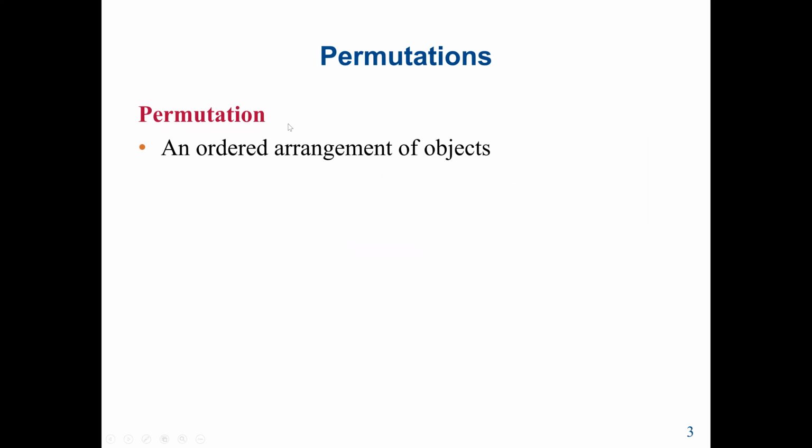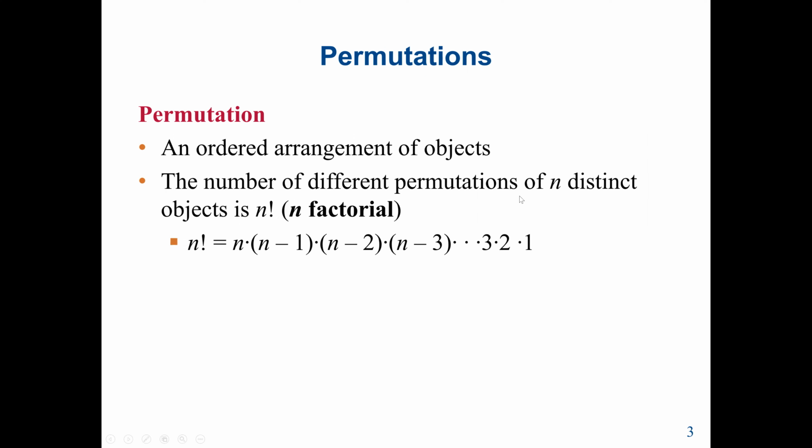So again, a permutation is an ordered arrangement of objects. And the number of different permutations of n distinct objects is n factorial. N factorial is equal to n times n minus 1 times n minus 2 times n minus 3 times ... times 3 times 2 times 1. Also, 0 factorial is always 1, and 1 factorial is also 1.